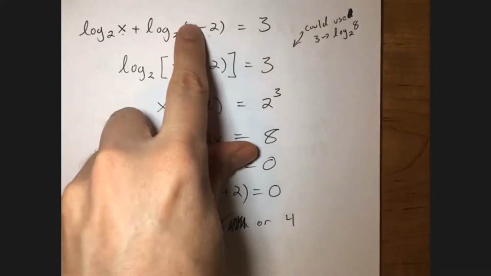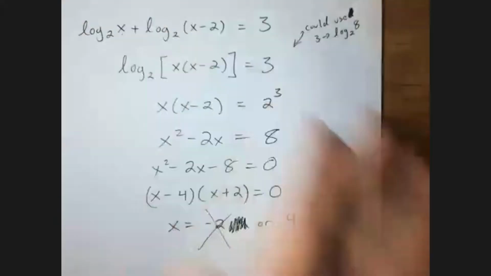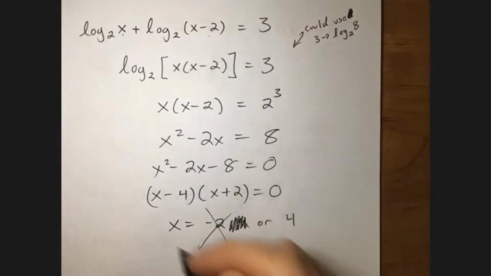Log base 2 of 2, that makes sense. It's 1, and yeah, 2 plus 1 is 3. I can see that the equation really is satisfied. So the solution is x equals 4. We did have an extraneous solution.